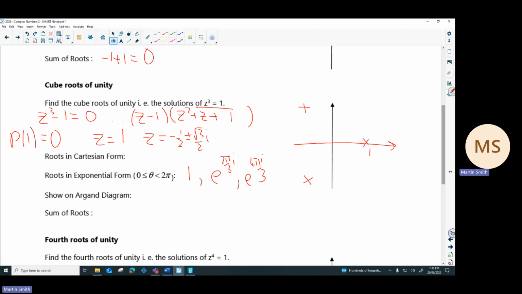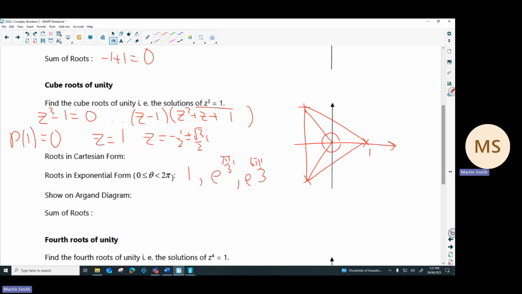There they are in exponential form. Here they are shown on an Argand diagram, and it's worth bearing in mind the following. They obviously form a triangle, but actually the following is true. That angle there is 60 degrees, so 120 degrees, 2 pi over 3. That angle there is 120, that angle there is 120. They form an equilateral triangle on an Argand diagram.